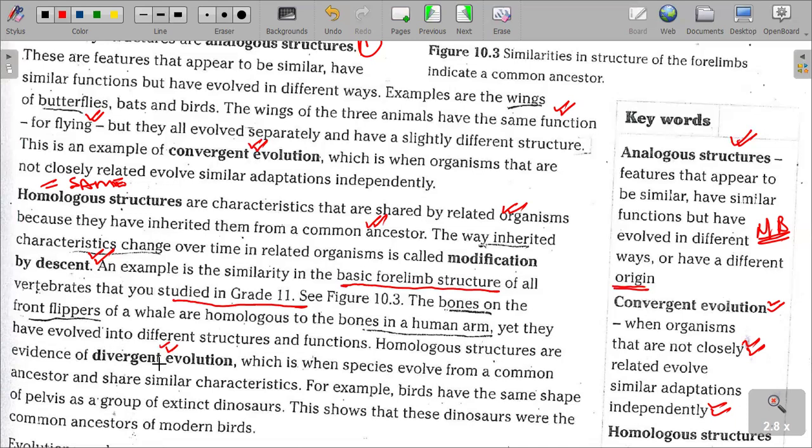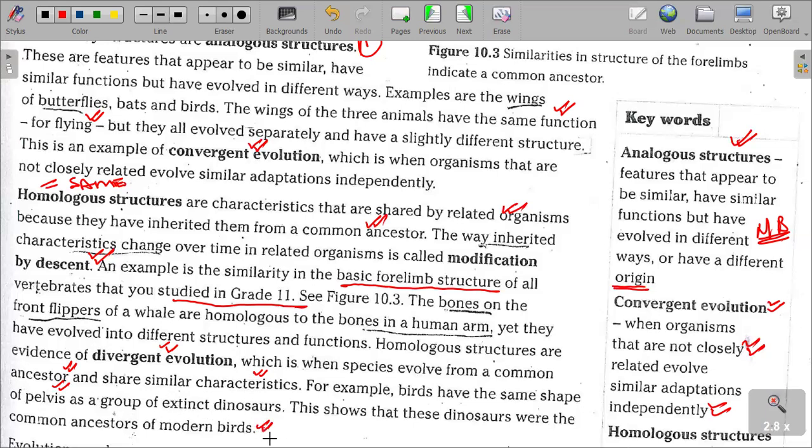Homologous structures are evidence of divergent evolution, which is when species evolve from a common ancestor and share similar characteristics. We have examples: birds have the same shape of pelvis as a group of extinct dinosaurs. The pelvis in birds is similar to that of the extinct dinosaurs. This shows that these dinosaurs were once a common ancestor for modern birds.